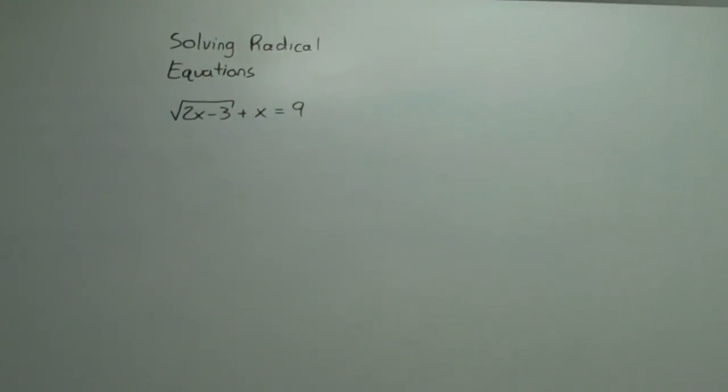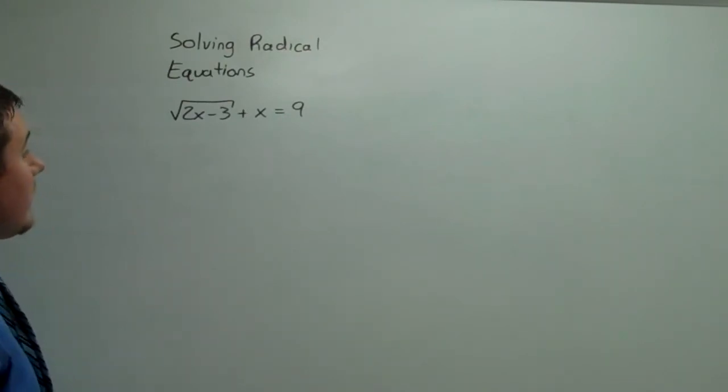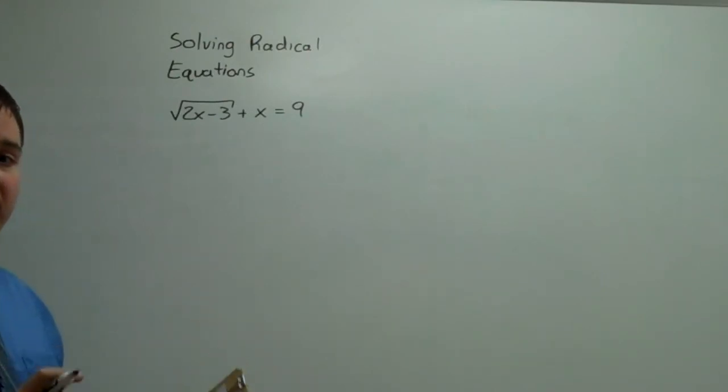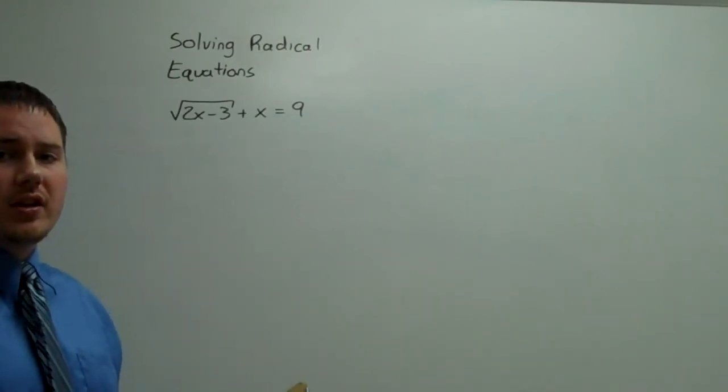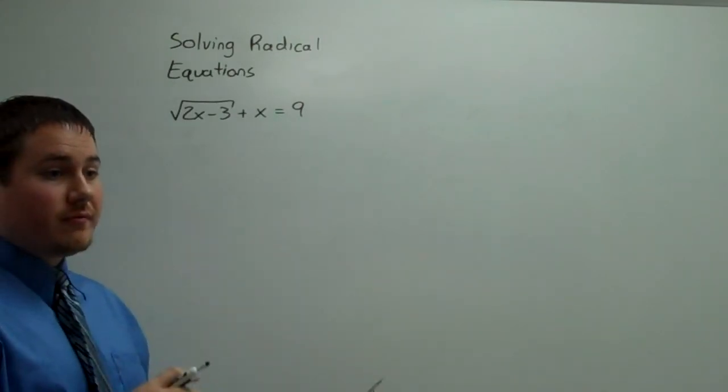Alright, for our next problem in solving equations, we're going to try to solve a radical equation. Now, the general way that we try to solve these is by isolating a single radical on one side of the equation and squaring both sides. When we do that, we get rid of one radical.